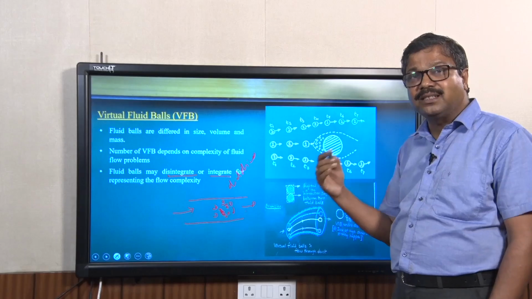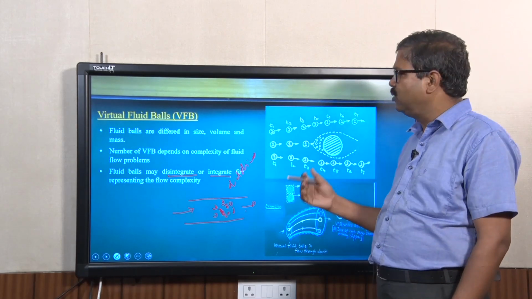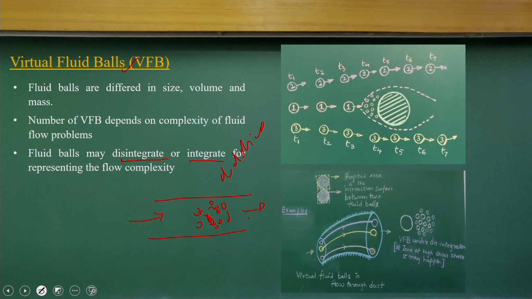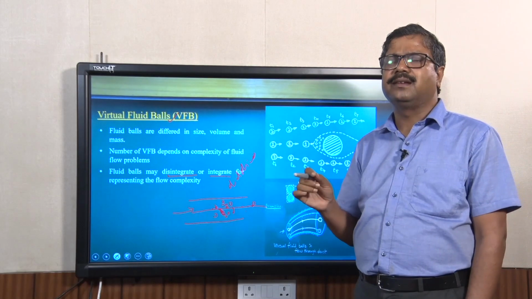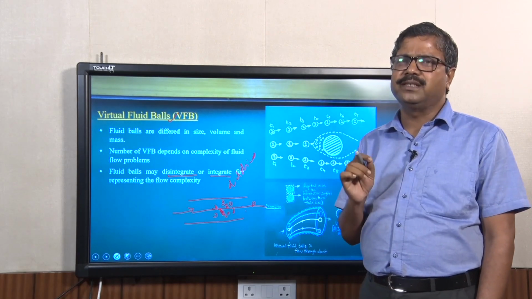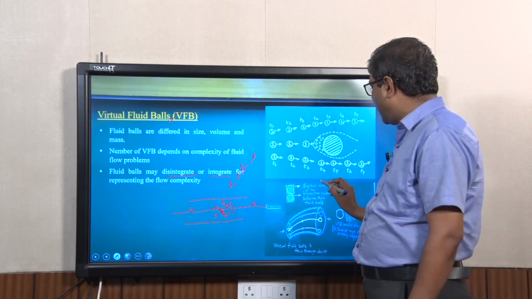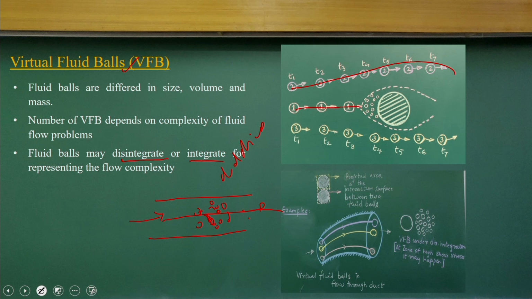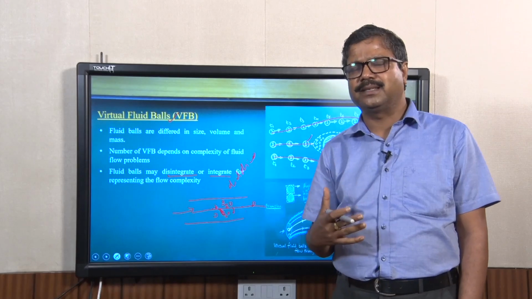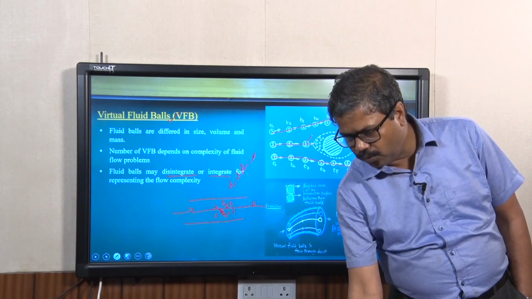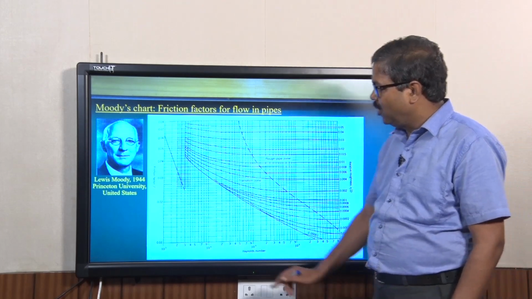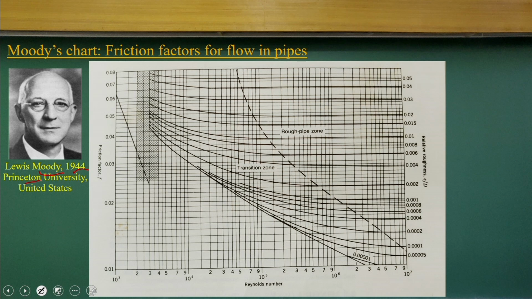But to define the streamlines for complex fluid flow problems, today we will use the same virtual fluid ball concept to define the flow streamlines, because as you know, when you try to apply the Bernoulli equation, the first assumption is that you should apply it along a streamline, or that the flow is irrotational. It is very difficult to establish that the flow is irrotational, but we can always draw a streamline like in these cases, and I can apply the Bernoulli equation. That is what we will discuss more today when I give you the applications and also a few example problems. Now, let us go back to Louis Moody, 1944, at Princeton University, USA.